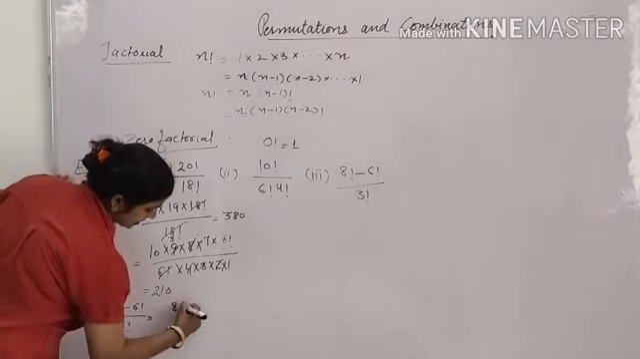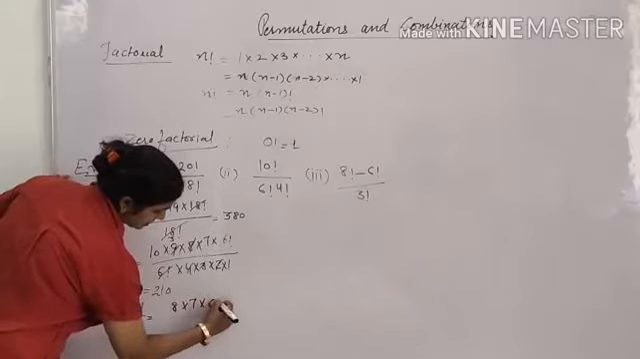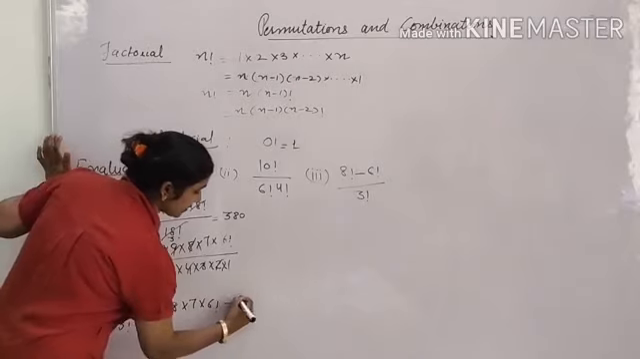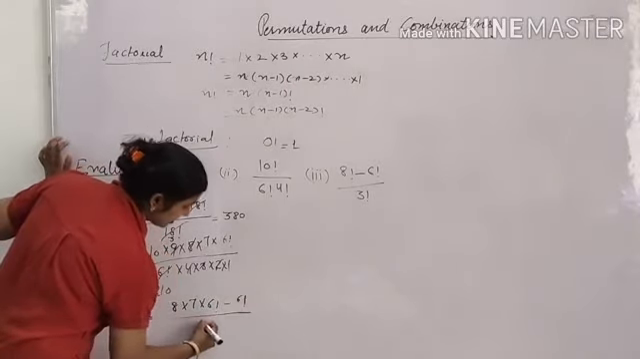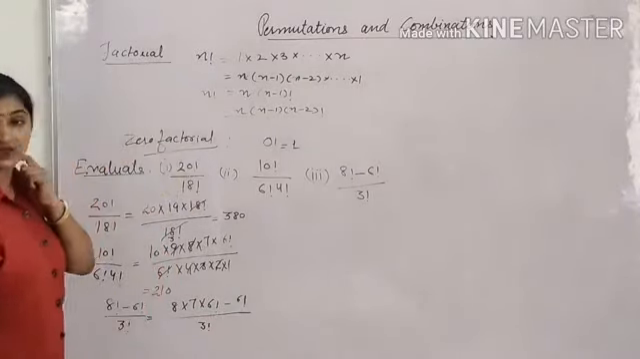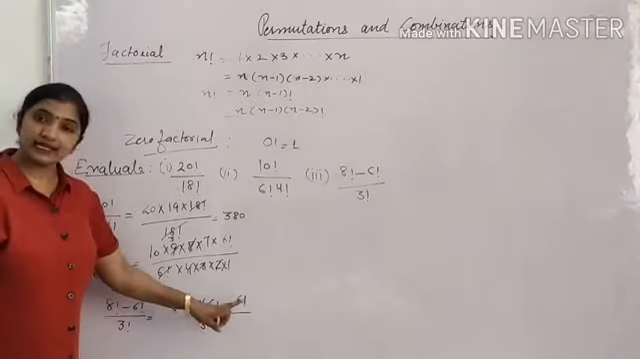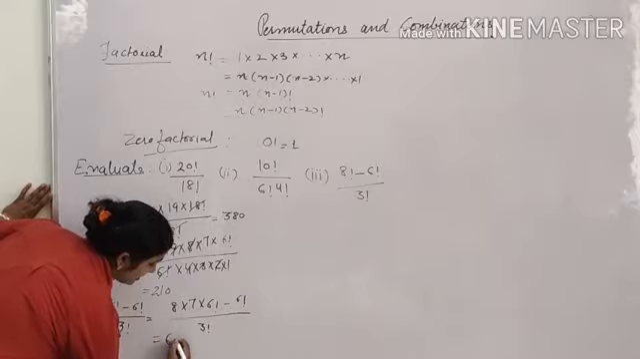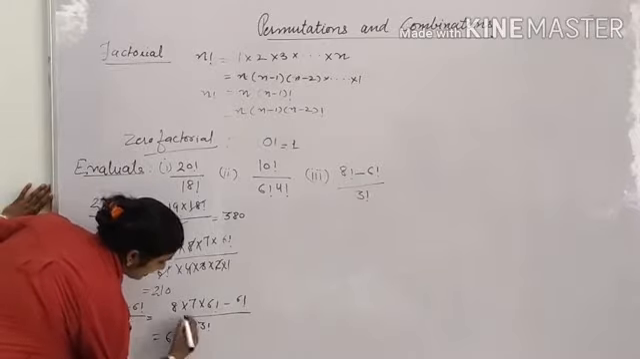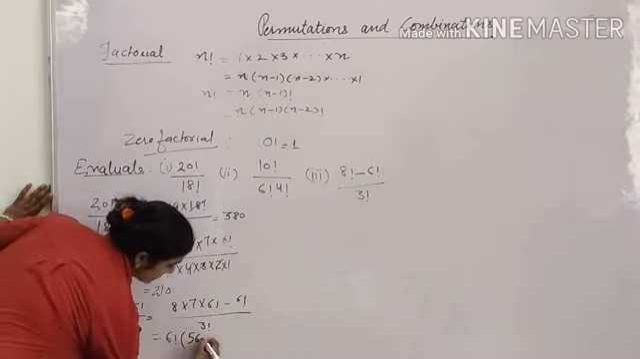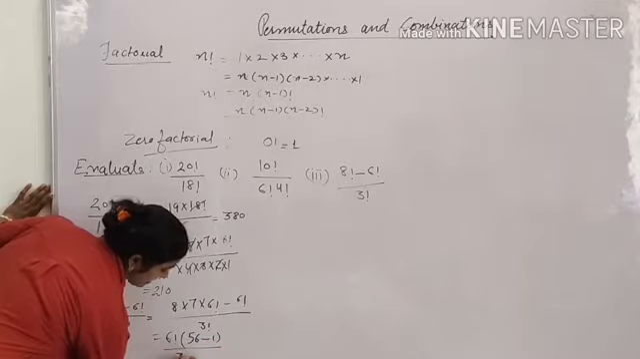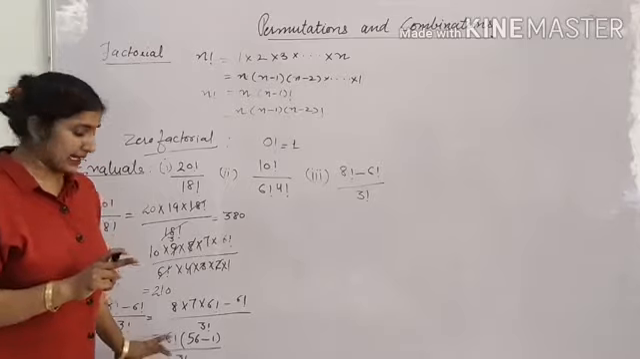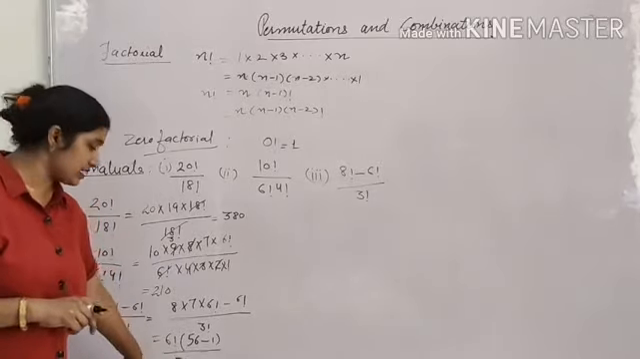8 into 7 then into 6 factorial. This is 8 factorial minus 6 factorial divided by 3 factorial. Okay. Now see, in the numerator we can take the 6 factorial common. So in the numerator we have 8 7s are 56 minus 1 divided by 3 factorial. Again see, in the numerator we have 6 factorial that can be reduced to 3 factorial of the denominator.